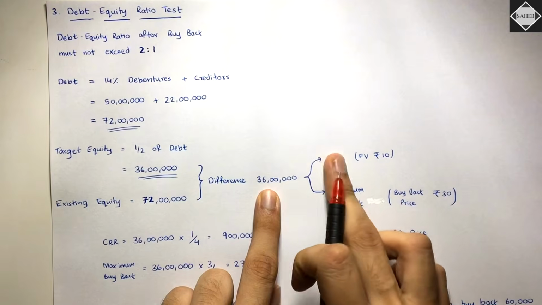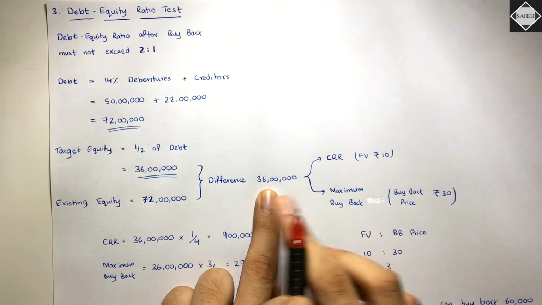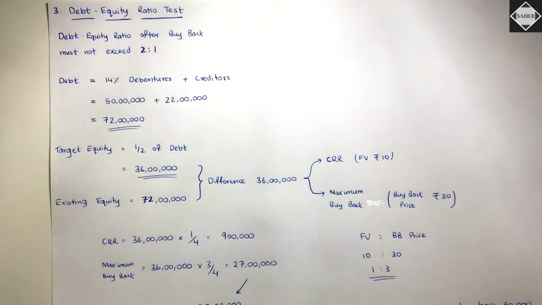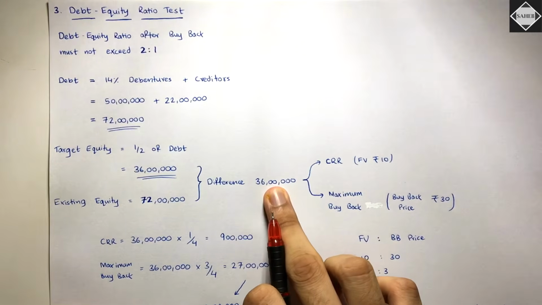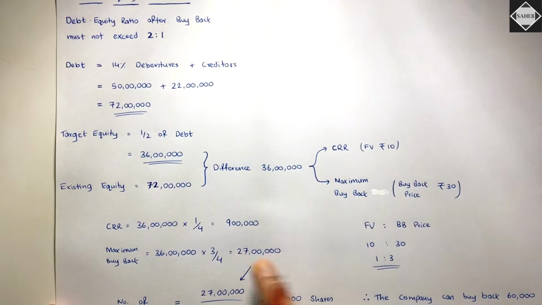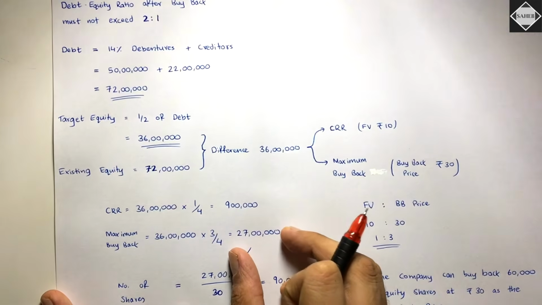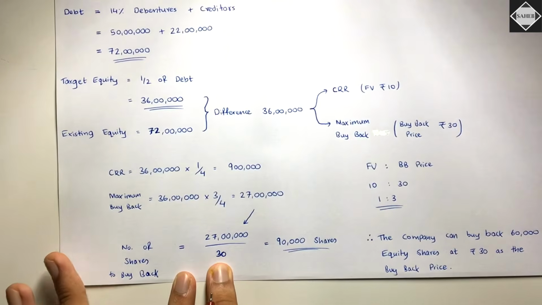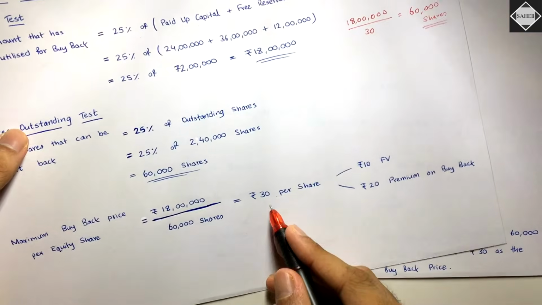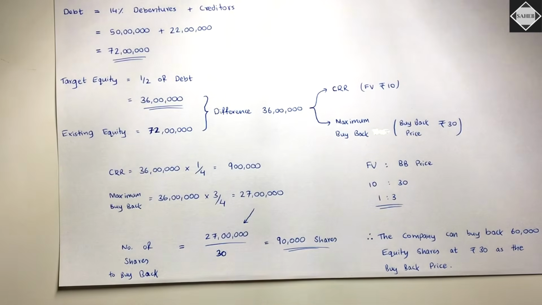So some of it will go to CRR and the rest of it will go to buyback. So in that ratio we distributed that, and we found that out to be 9 lakh and 27 lakh, and then we took this maximum buyback amount and divided it by the buyback price, because we have already calculated the buyback price now, isn't it? Previously we have already calculated the buyback price here, 30 rupees, so we divided it by 30 rupees, right? So 90,000 shares we got.